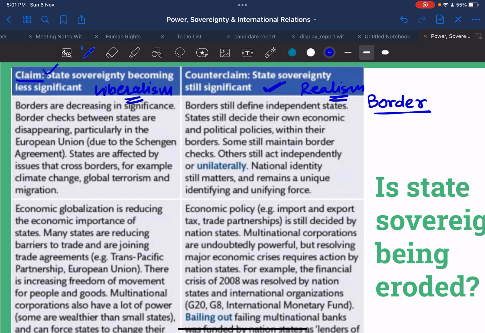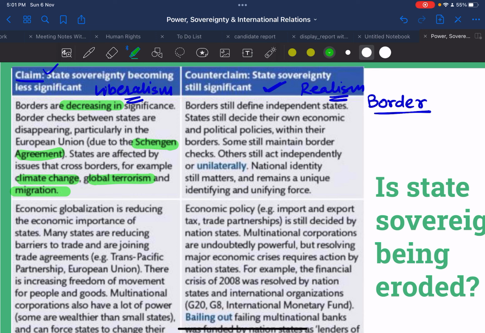Now what it says is that borders are decreasing in significance. Border checks between states are disappearing, particularly in European states, due to the Schengen agreement. States are affected by issues that cross borders, for example climate change, global terrorism, and migration. They are just going beyond the borders, right? So this claim says that sovereignty is becoming less significant.